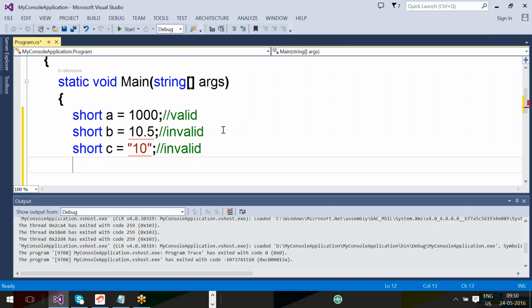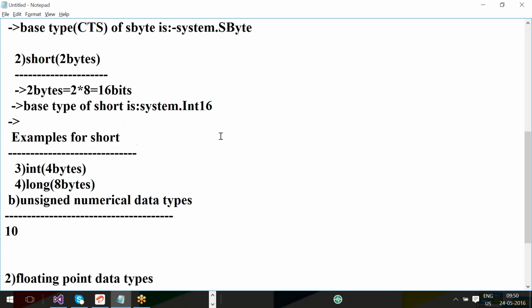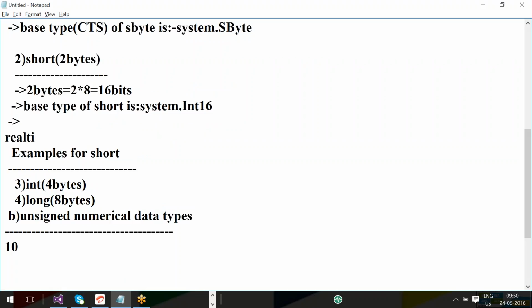Okay, like that. That is the story about short. So here the question is real-time variables for short.